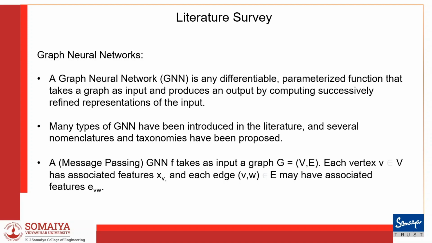And graph neural networks have to be differentiable because we need to be able to calculate the errors. And they are parameterized. By parameterized, I mean they have different weight matrices which we can tweak to get an optimal solution to a function.